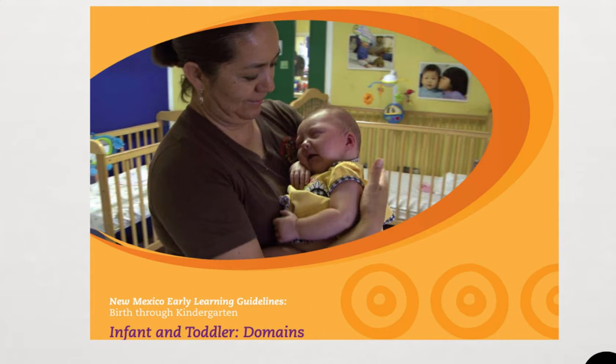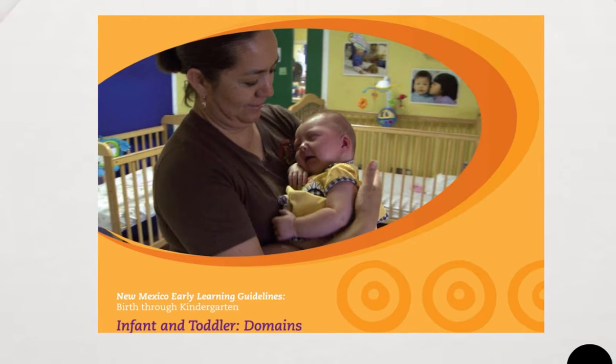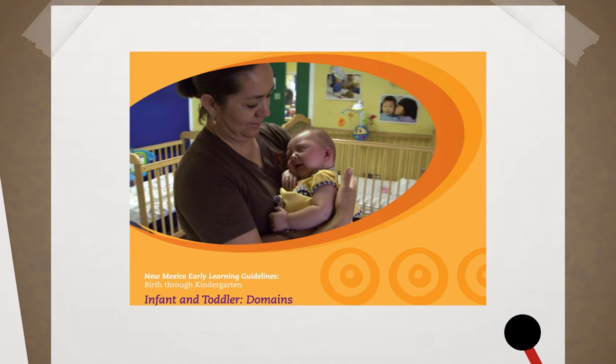Let's take a look at the New Mexico ELGs infant and toddler domains. If you work with infants and toddlers, you are probably pretty familiar with these by now. In your New Mexico ELGs book, the infant-toddler domains begin on page 30 and continue through page 53. The infant and toddler introduction begins on page 18.